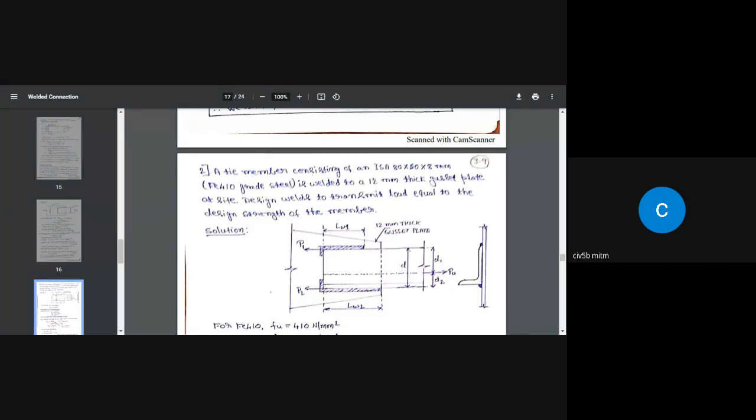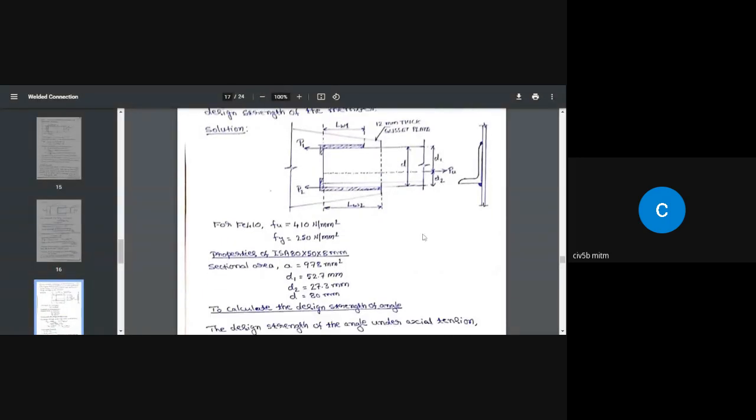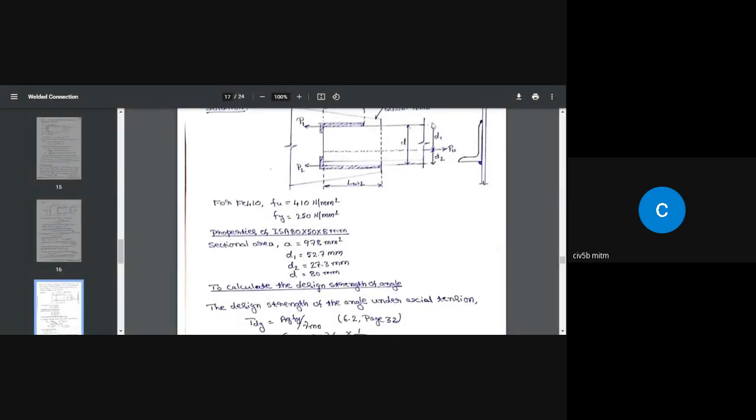Instead of calling EXX and CXX, I have called them D1 and D2. D1 is nothing but the EXX value, that is 52.7 millimeter. Similarly, D2 is CXX, which is equal to 27.3 millimeter. Of course, D is the overall depth of the angle, that is the dimension of the longer leg, which is 80 millimeter. And small a equal to 978 millimeter square, the area of cross section of the angle. I hope this is clear to you.